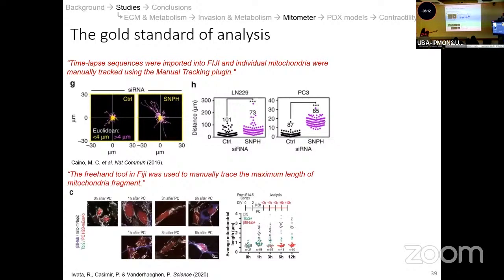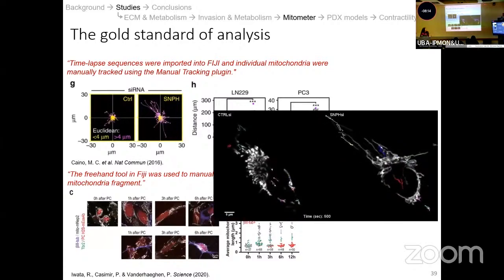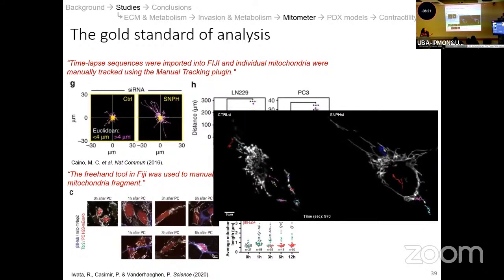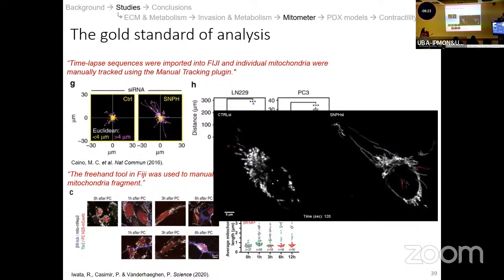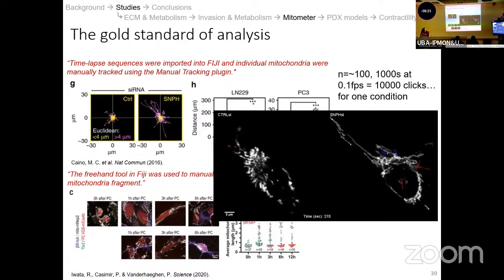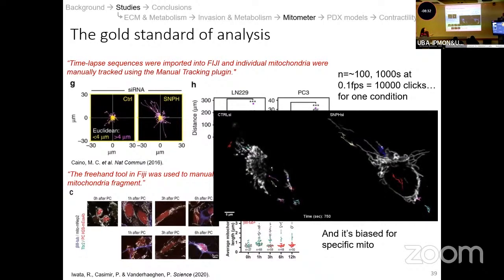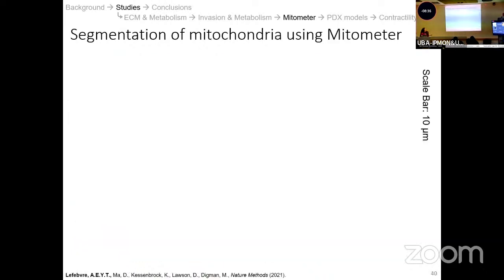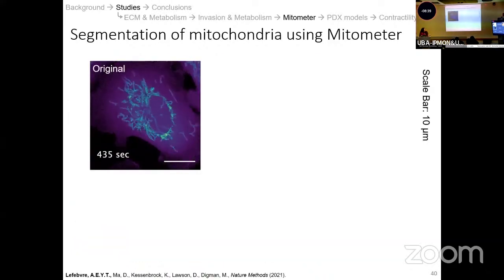And so there's a lot of literature using Fiji and other tools. And then the problem was it's hard to distinguish mitochondria from that image. You can barely identify, is this one, is this two, is this three? And they're overlapped, right? So you can go up to 10,000 clicks just for one condition, and it's biased. And it's user dependent. So my student said, okay, I'm gonna write a new algorithm to trace and track mitochondria.